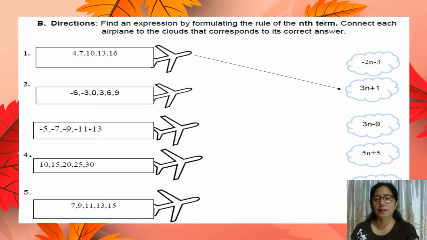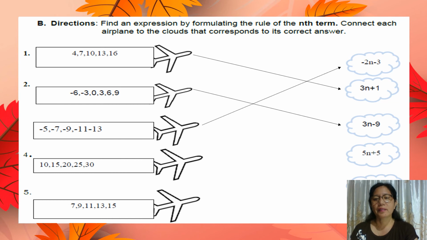For number 2, we have 3n minus 9. So, if n is equal to 1, 3 times 1, that is 3. Then 3 minus 9, so that is negative 6. If n is equal to 2, 3 times 2 is 6, and 6 minus 9, so that is negative 3.